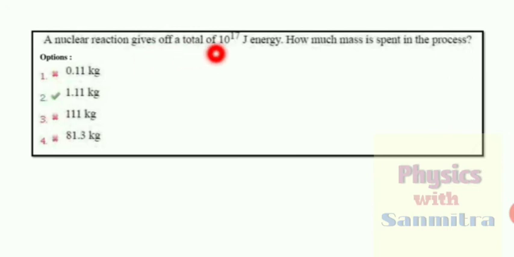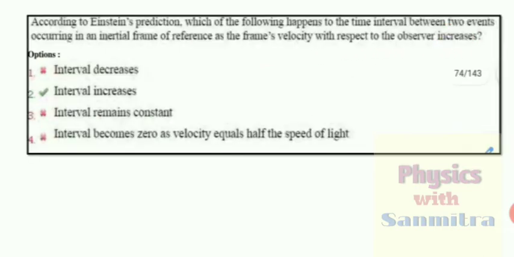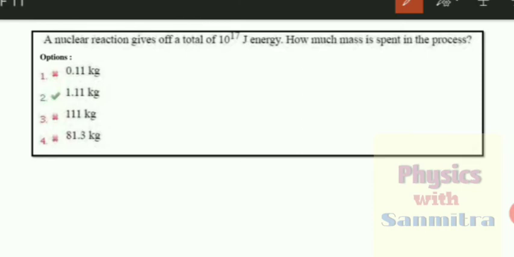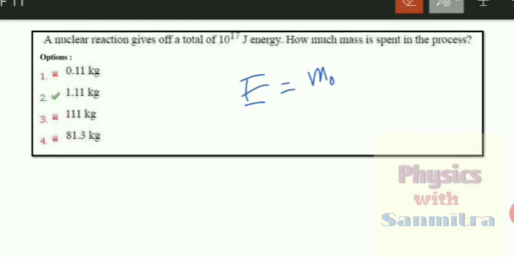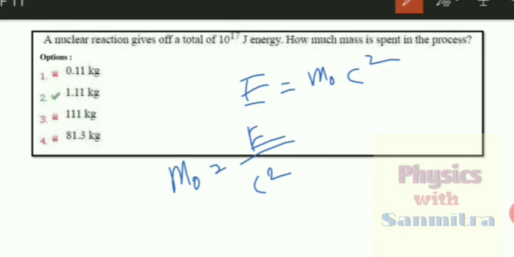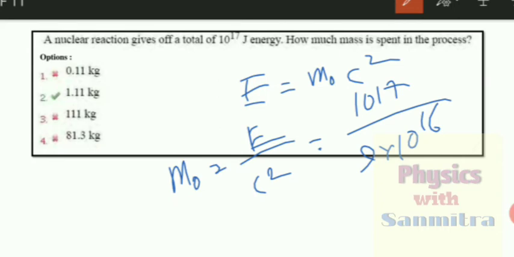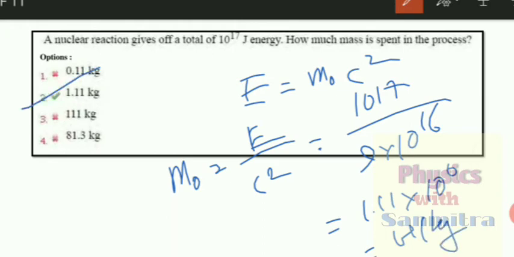A nuclear reaction gives off a total of 10^17 joule energy. How much mass is being spent in the process? This is a very simple question. This is the concept of rest mass energy, that is E equals m₀c². So m₀ is equal to E by c². What is E? E is 10^17, and c² is (3 × 10^8) squared, that is 9 × 10^16. So that is 1.11 × 10^0, so 1.11 kg. My option 2 is correct.